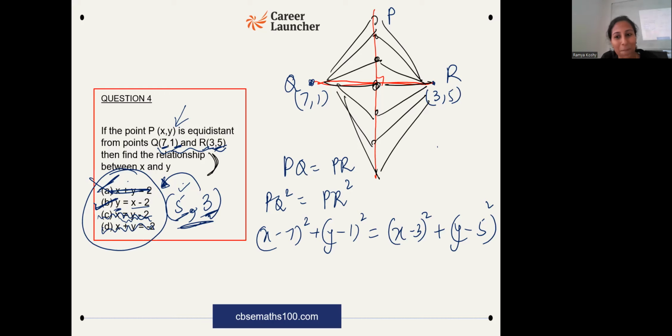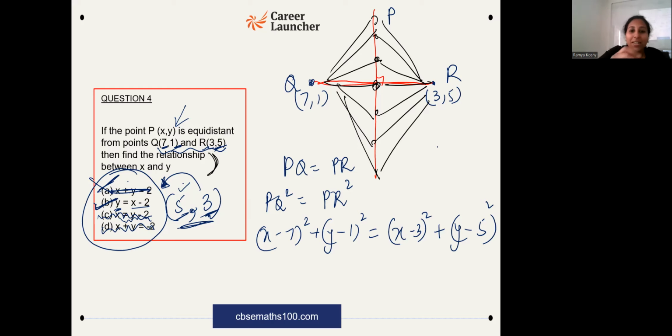If you're taking the distance formula for other points, will it also satisfy this? We will get the same equation only, y equals x minus 2. Because 5 comma 3 is not the only point on y equals x minus 2. It's a straight line, so many points are there. All those points will be equidistant from these 2 points.